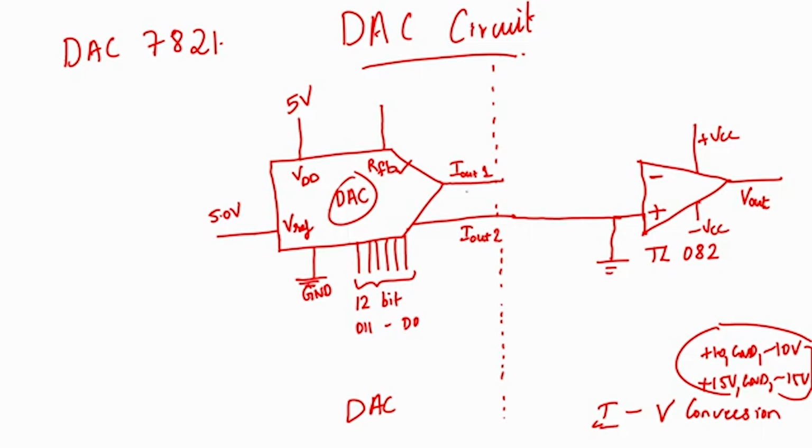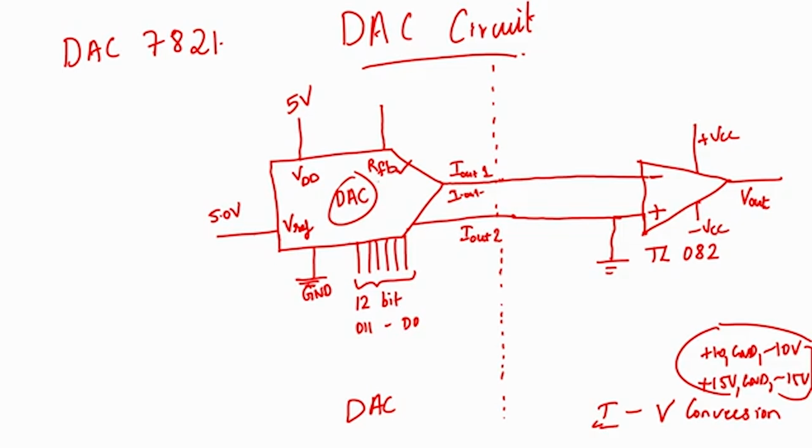Then the I out one is our current output, and we need to convert it into the voltage output V out. What is the input of the op amp for doing the current to voltage conversion? It is this inverting terminal. So, just connect this I out one here.